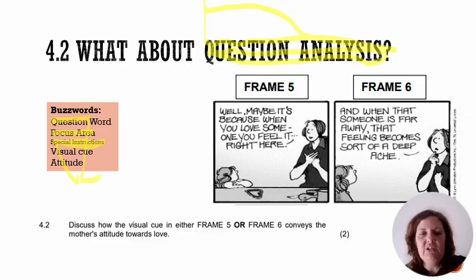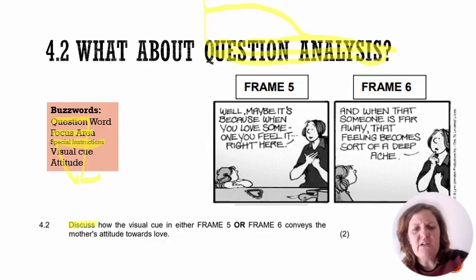Okay, so let's look at the question word in this question 4.2. Discuss how the visual cue in either frame 5 or frame 6 conveys the mother's attitude towards love. So the question word is discuss, all right? And that question word discuss means 2 things. The first thing is that they want you to focus on facts, right? Because when I tell you to discuss why the sky is blue, you're not going to give me an opinion. You're going to give me a substantiated fact.